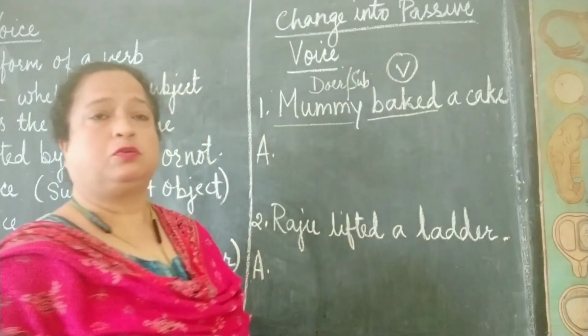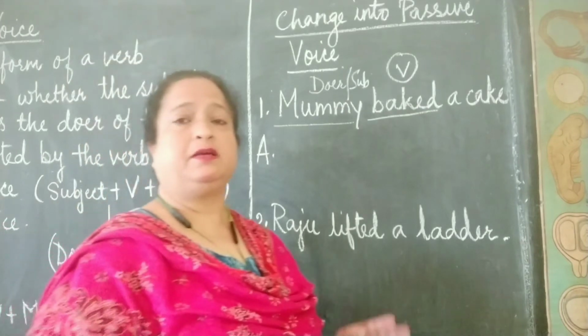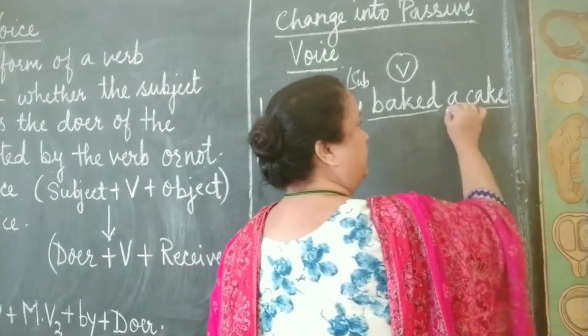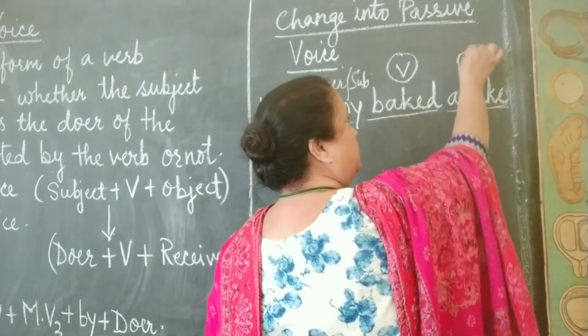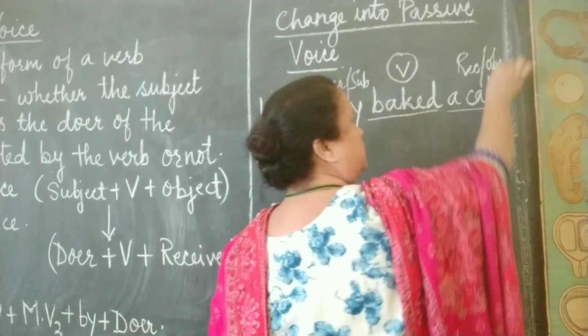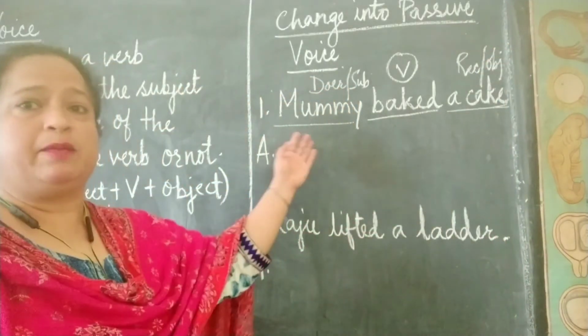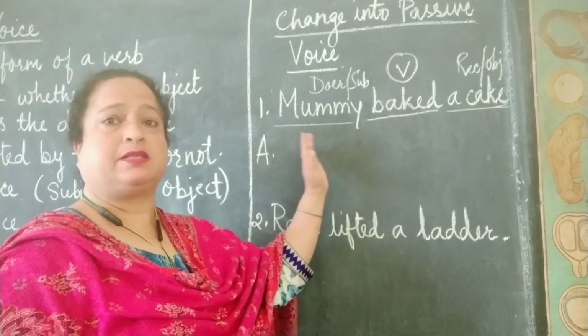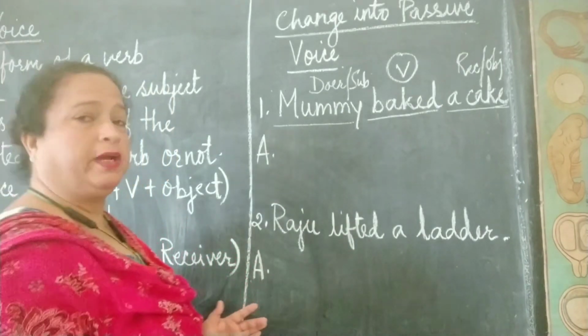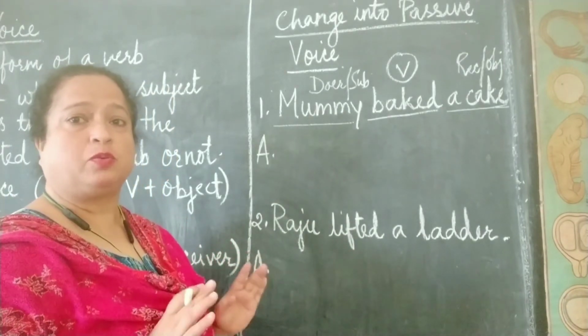Now, if I want to know what did mummy bake, I get the answer, a cake. This is the receiver of the action or the object. Now, this is an example of an active voice sentence. Now, I need to change it into the passive voice. So, what do I do? I need to change places.